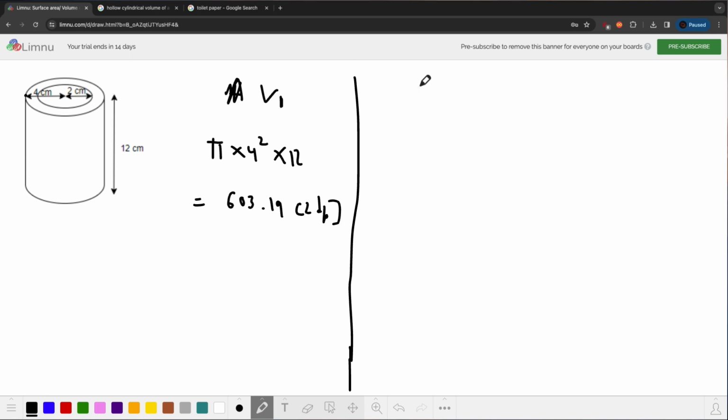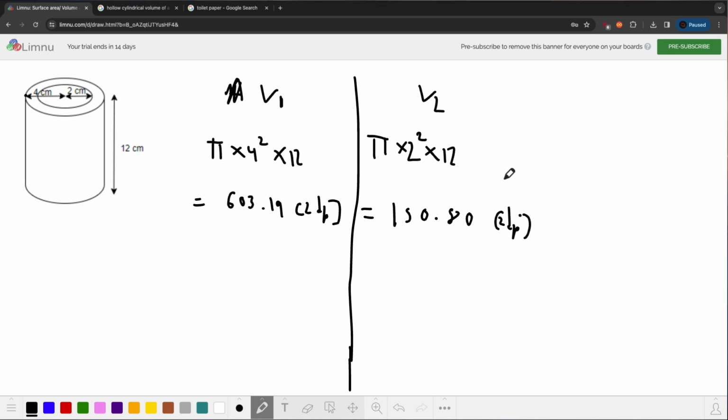So we're going to say V2 is equal to, and we know that the radius is from this point to this point for the small cylinder. So it's going to be pi times 2 squared times 12. That is equal to, if you just put that in your calculator, 150.80, 2 dp.